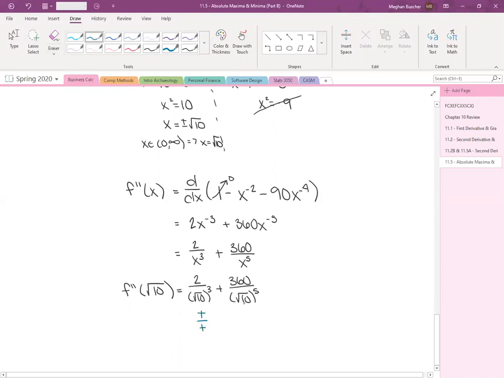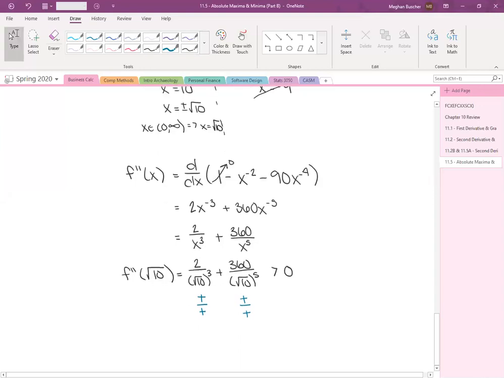Okay, and then over here, again, we're taking a positive number to the 5th power. Is that going to be positive or negative? Positive, and we're dividing it by a positive number. So both of those are positive. So we don't even have to calculate what that number might be. We can already see that it's going to be greater than 0 because we have a positive plus a positive. Really, really nice. And when we're positive, we are smiling.